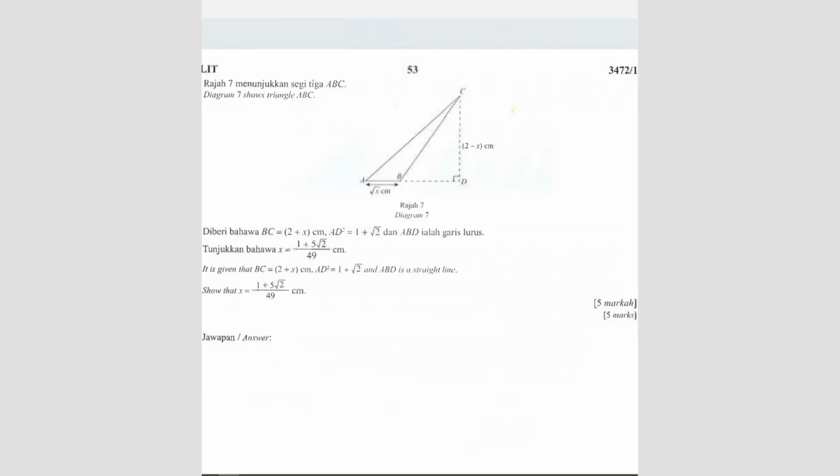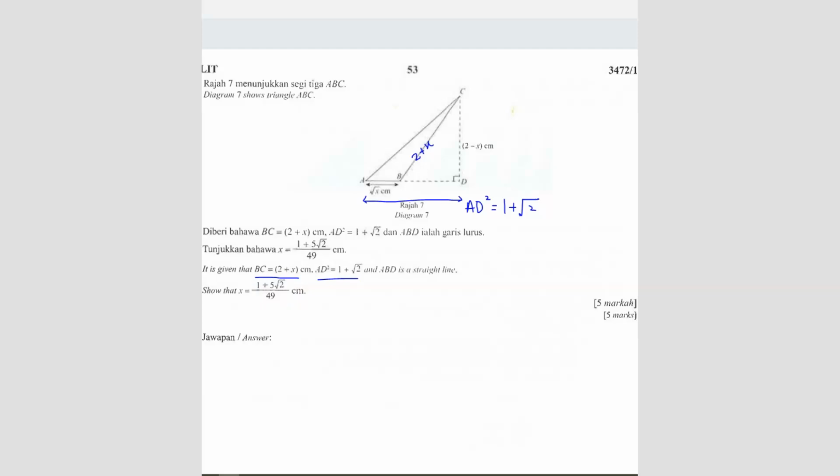Alright, question number 11. Diagram 7 shows triangle ABC. It is given that BC is 2 plus x. So here is 2 plus x. Okay, that's BC. And then AD is, okay, they gave you AD square, not AD. So 1 plus square root 2. That is AD. So AD is the entire thing here. And then they ask you to show that x is equals to, okay, this one.